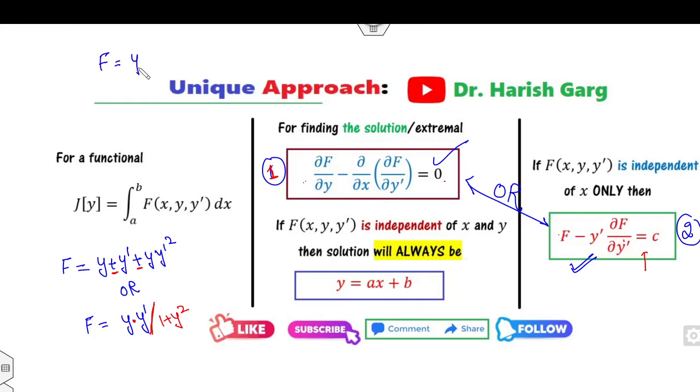If my equation is only y into y dash, since it's a product sign, I can use equation number 2. But if my equation is like this, now since it's the plus sign, I have to use equation number 1.